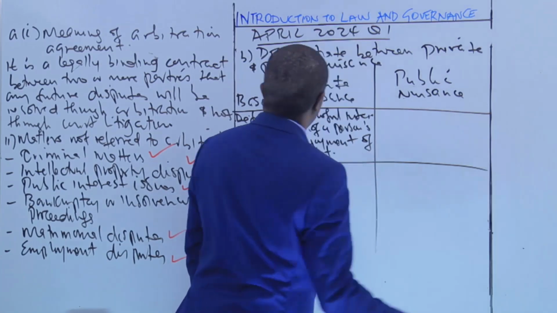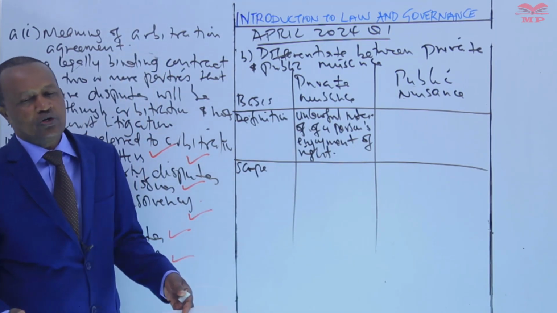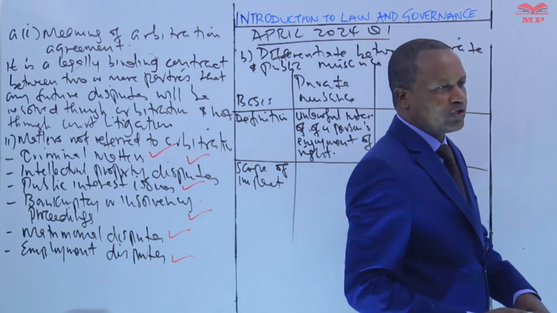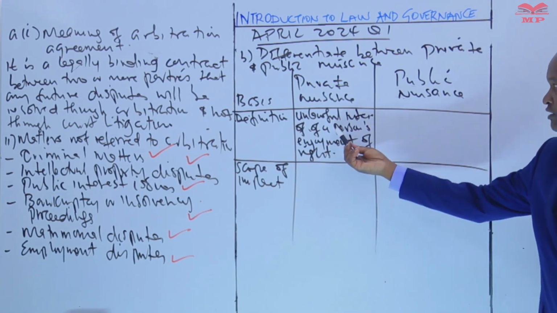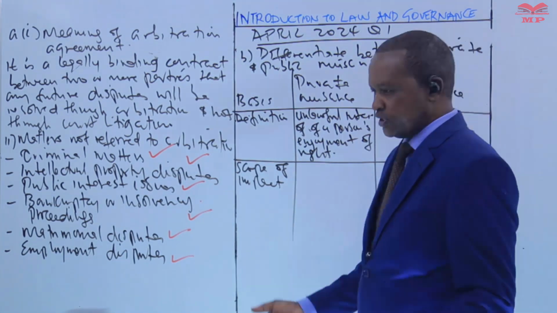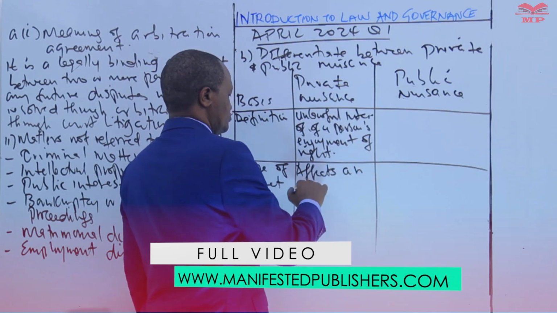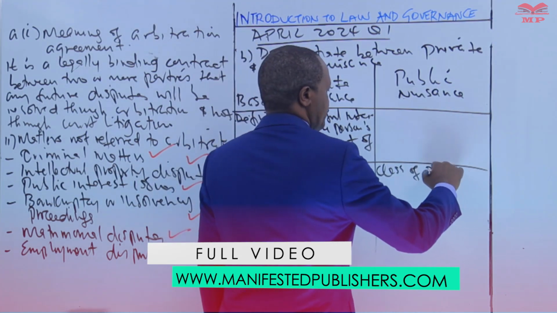Now, the second distinction can be based on the scope of nuisance. Or let me say scope of impact. You can distinguish the two by identifying the scope of impact. Here we have said that the private nuisance only affects an individual, whereas the public nuisance affects a class of people or a community as a whole. This one affects an individual. This one affects a class of people or community.